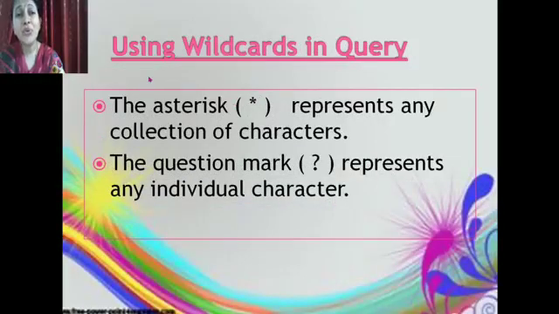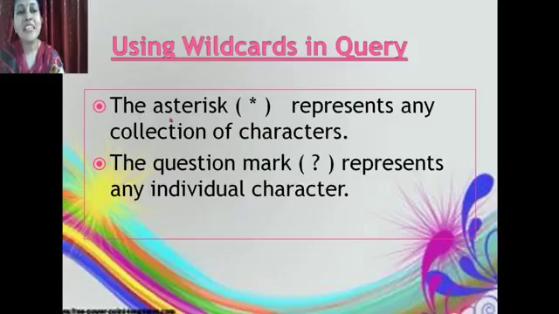Next, you can use the wildcard characters in query. You can use the wildcard characters, that is asterisk and question mark. Asterisk and question mark represent the wildcards in the query. Wildcards are symbols that represent any character or combination of characters. Access provides two special wildcards.